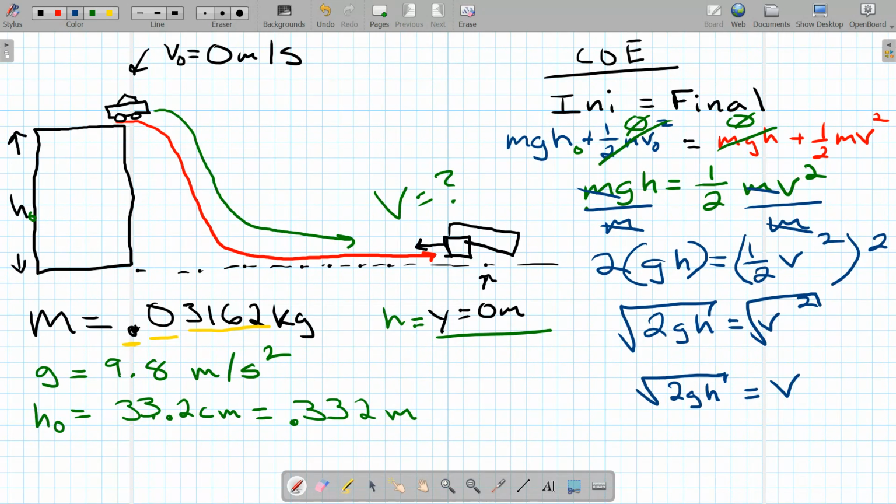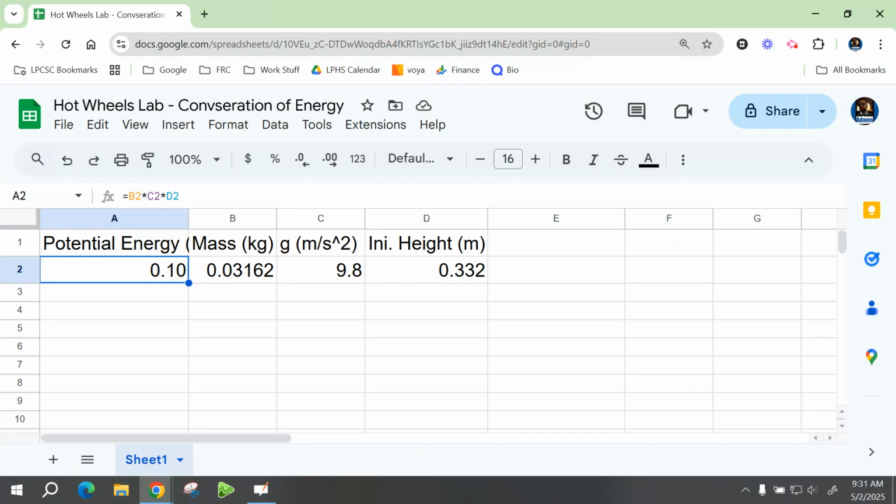So go back to your spreadsheet. Does everybody have that written down? I don't want to get too far ahead of everybody. All right, so now what we want to do is we want our spreadsheet to tell us how to calculate that. So over here, I'm going to say final velocity.